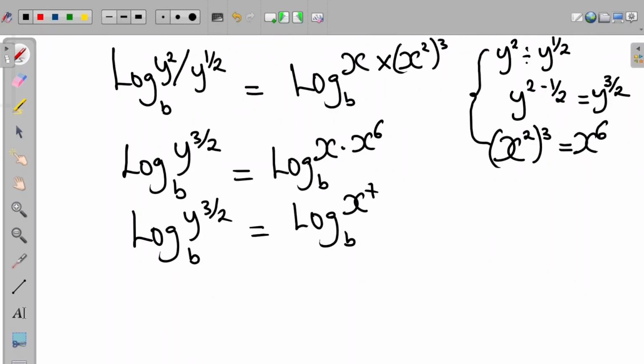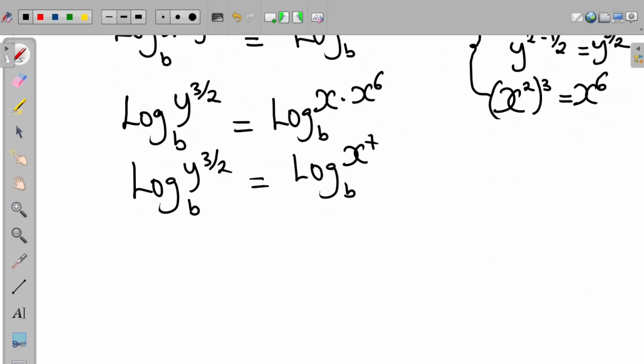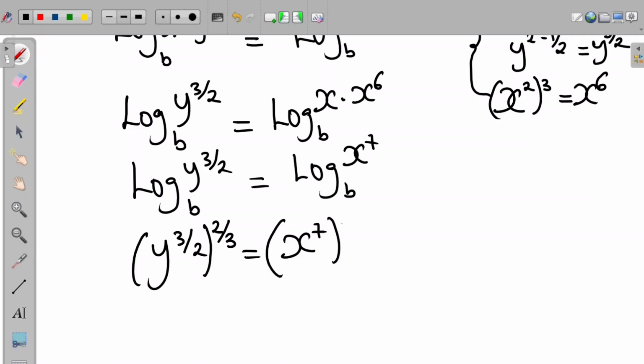So at this point, since their bases are the same, the equation becomes y raised to the power of 3 divided by 2 equal to x raised to the power of 7. So at this point, if we multiply the equation by 2 divided by 3 and multiply the right hand side by 2 divided by 3, the 2 cancels out 2 and 3 cancels out 3.